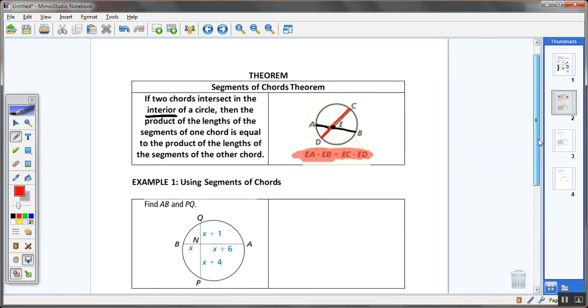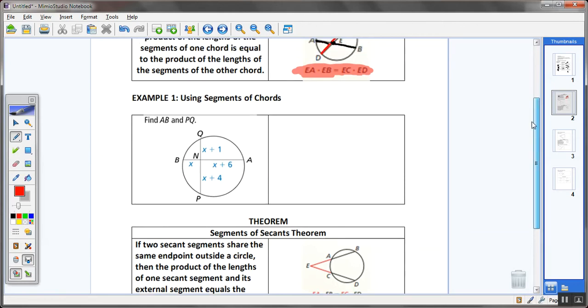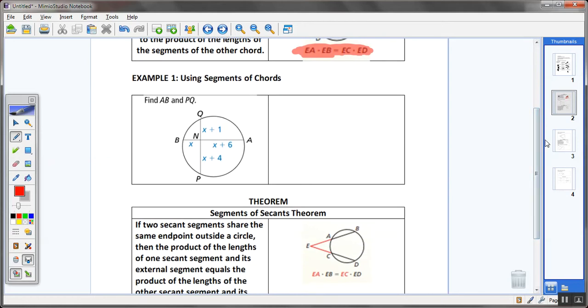To give you an example down below, we're going to use the Segments of Chords theorem to solve this. It says find the length from A to B and P to Q. Well, what I do know is that I have two chords that intersect inside of a circle. So based on the theorem above, we know that this segment, x, times this segment, x plus 6, I could say x squared plus 6x, would have to equal the other product, since this intersects on the interior, x plus 1 times x plus 4.